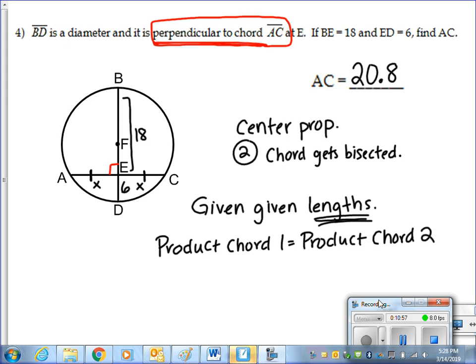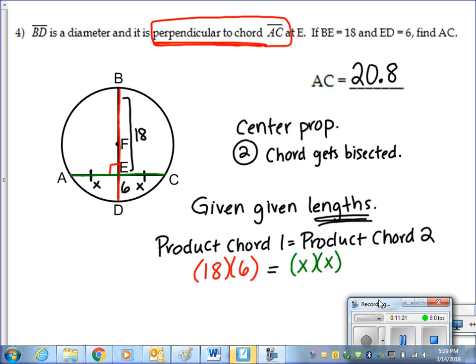So if I take a look at my first chord, I'll just highlight it in red. The diameter, it's made up of 18 and 6. So I'm going to multiply those together, and I'm going to set it equal to the other chord and its 2 parts, which end up just being x and x.